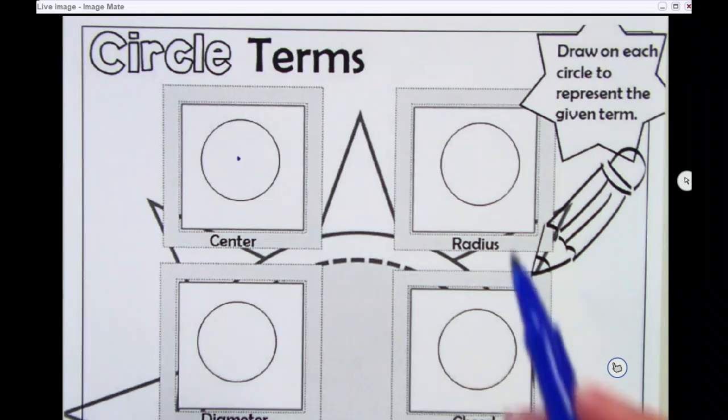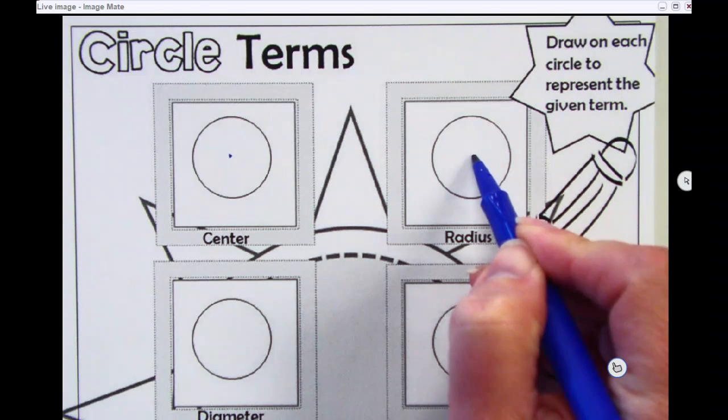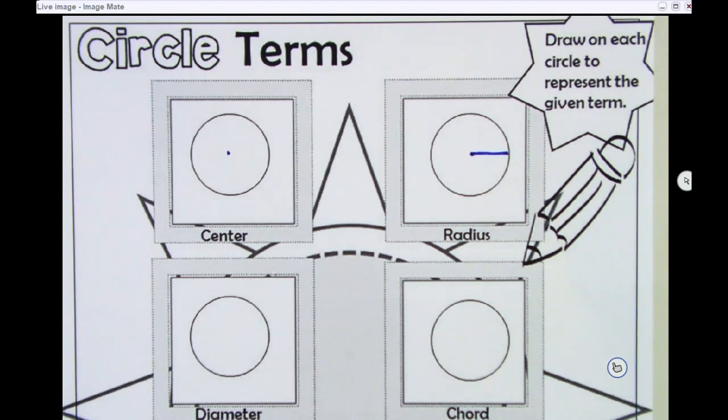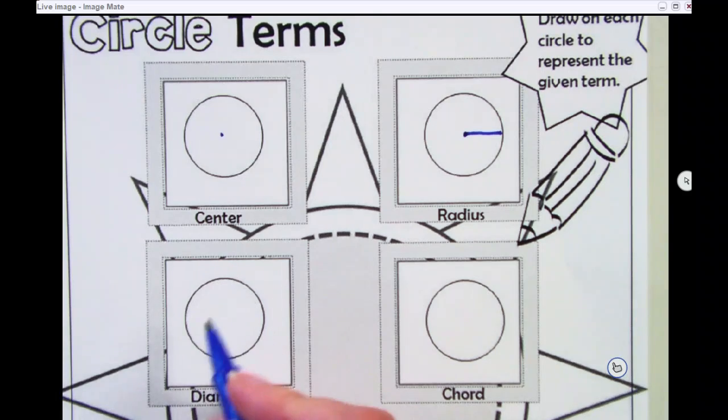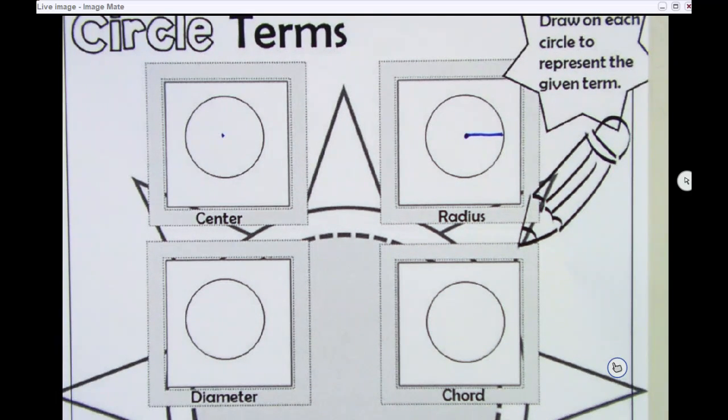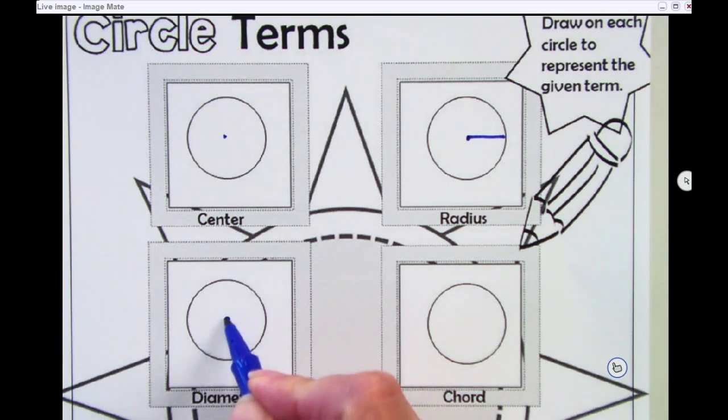Radius of a circle is what? Halfway. So it's got to be from the center, though, right? That is key. Diameter. Straight across, but it's got to go through the center.